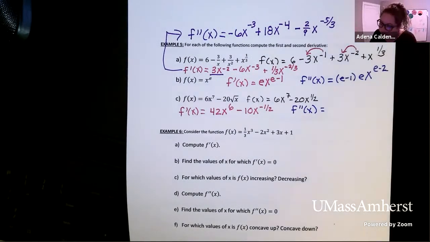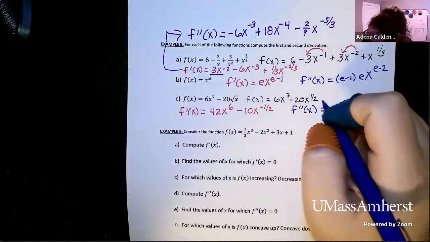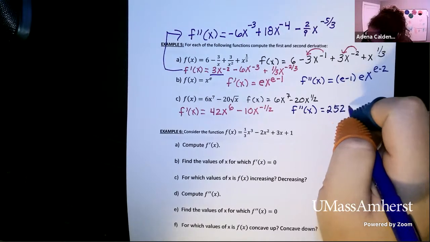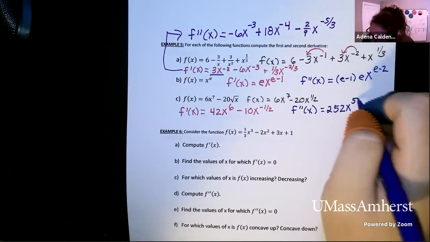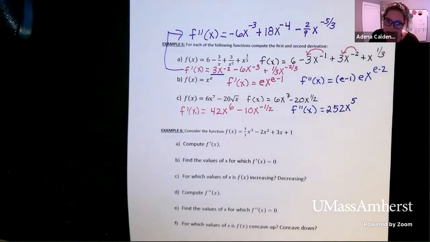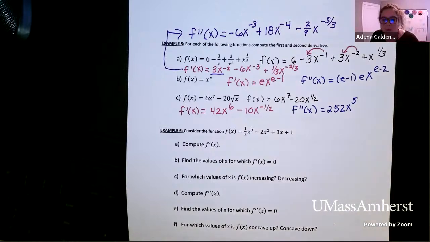derivative. So the 6 comes down to multiply the 42. So that's going to be 252x to the 5th, right? If you need to do 6 times 42 on your calculator, that's totally fine. That's what I did, right?